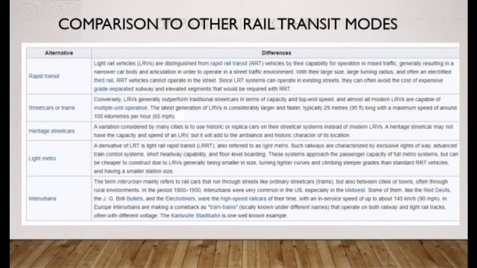The difference is that light rail vehicles are distinguished from rapid rail transit vehicles by their capability for operation in mixed traffic, generally resulting in a narrower car body and articulation in order to operate in a street traffic environment. With their large size, large turning radius, and often an electrified third rail, RRT vehicles cannot operate in the street.